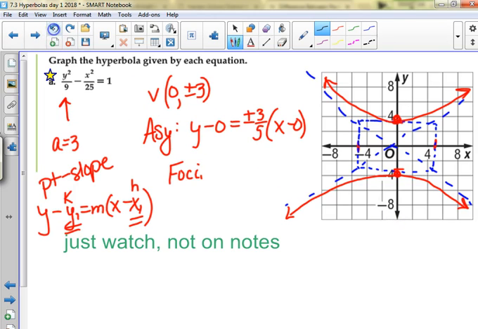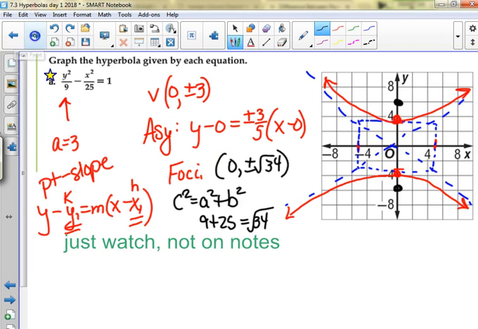So therefore, instead of a squared minus b squared, it's a squared plus b squared. So it says on your sheet, c squared equals a squared plus b squared. So we're going to do 9. Remember I told you before it was the opposite of the sign in the middle? So it's going to be 9 plus 25, which is what? 34. So square root of 34, which is almost 6. So this would be up at almost 6 and down at -6.